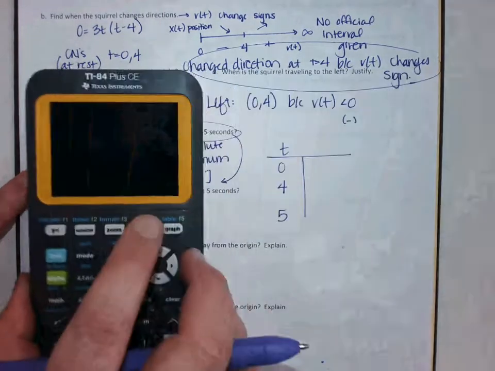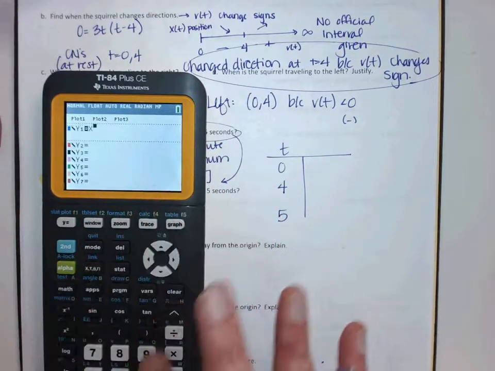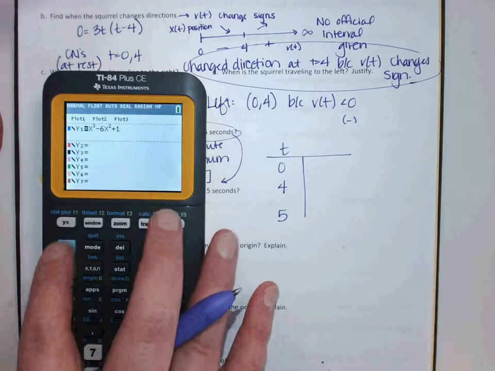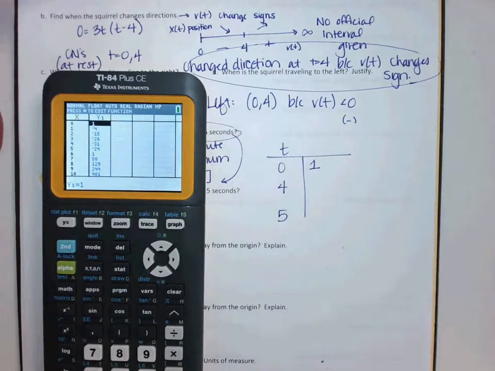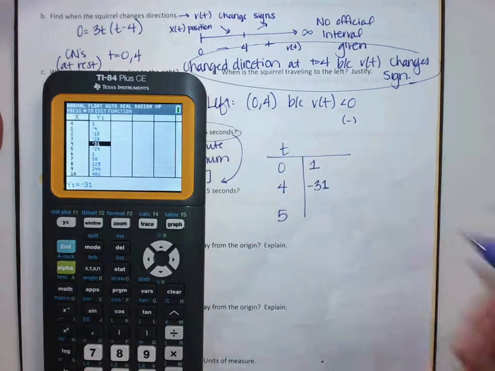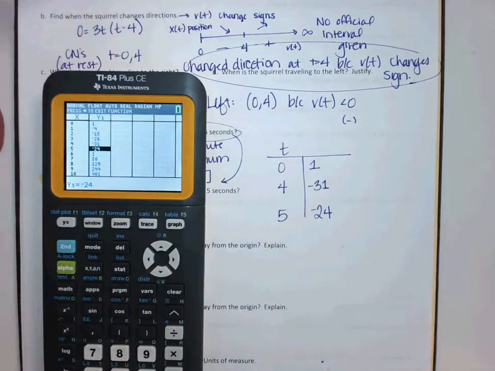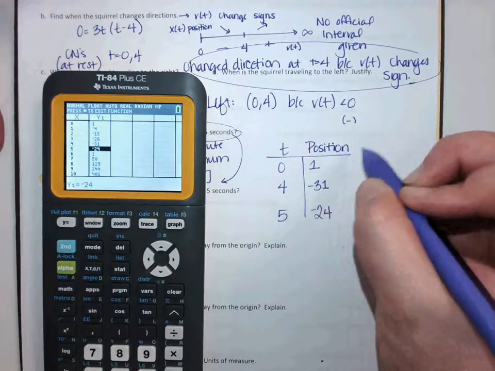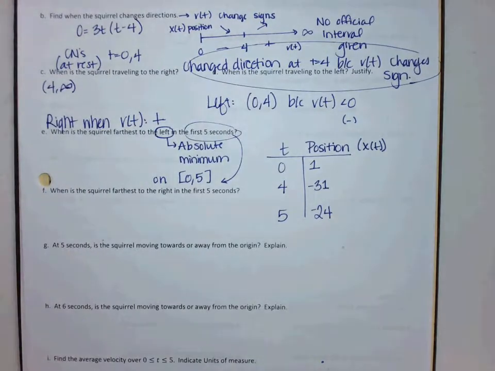Very good. Okay, then in my calculator, I'm going to type it in. So it's x to the 3 minus 6x squared, plus 1. Second chart. Okay, at 0, my squirrel was at a position of 1. At 4, he was at a position of negative 31. And then at 5, he was at a position of negative 24. Okay, notice that I am plugging into the original x of t. Okay, you are not plugging into the derivative when you're doing a chart.